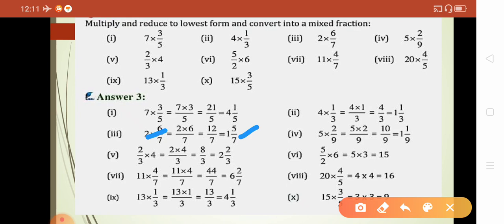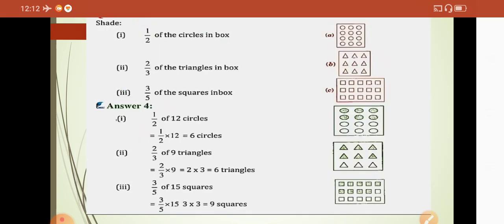Similarly, you have to solve all these problems. Try to solve them yourself first, then you can check the solution. And if any doubt is there, you can ask me in the comment box. So the left out parts will be your do it yourself questions.